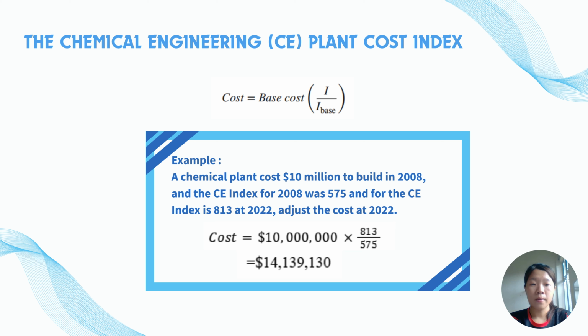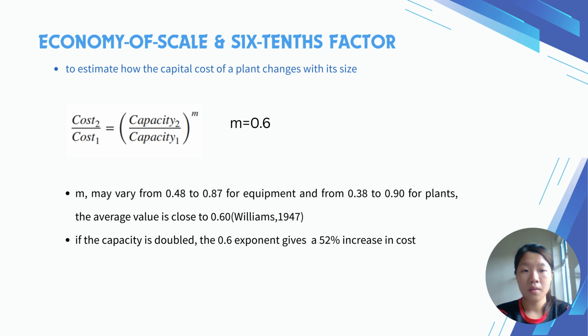Let's talk about an example. If a chemical plant cost 10 million to build in 2008 and the CE index for 2008 was 575, and the CE index is 813 in 2022, you can adjust the cost to 2022 by using the formula. So the base cost will be 10 million, which is in 2008, multiplied by the index value in 2022, which is 813, divided by the index value in 2008, which is 575, and the cost comes to about 14 million. Next is the economy of scale and system factor.